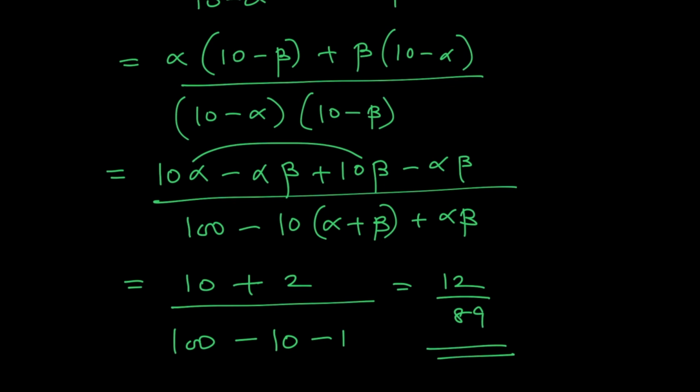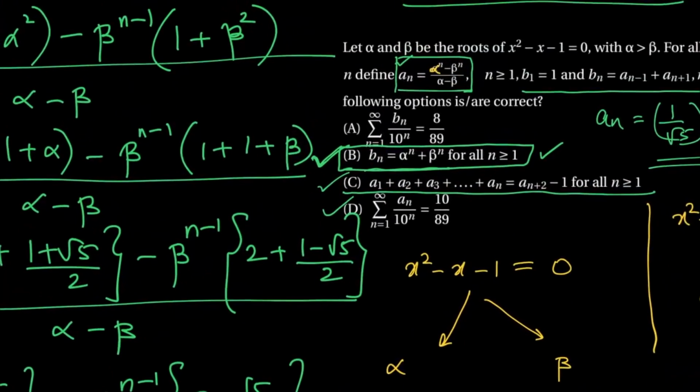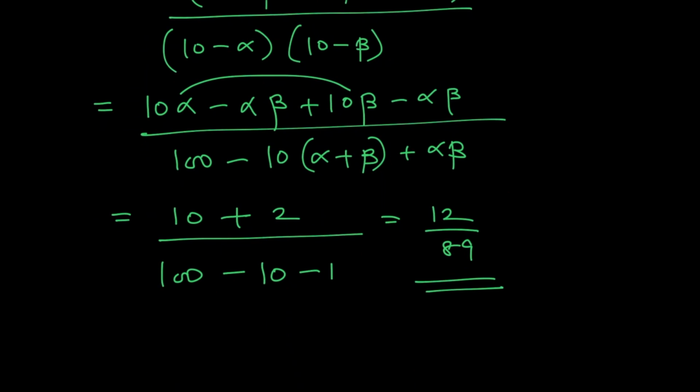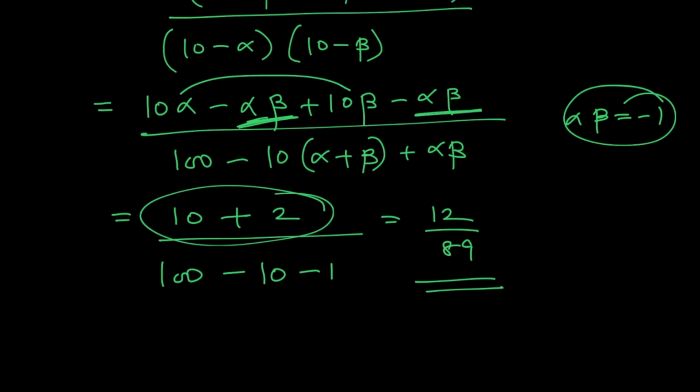But the given answer is 8 by 89. That is wrong. Okay. But if you make a small mistake here, see, alpha beta value is minus 1. Instead of minus 1, if you put 1, the numerator will be 10 minus 2, and you will get 8 by 89, which is wrong.